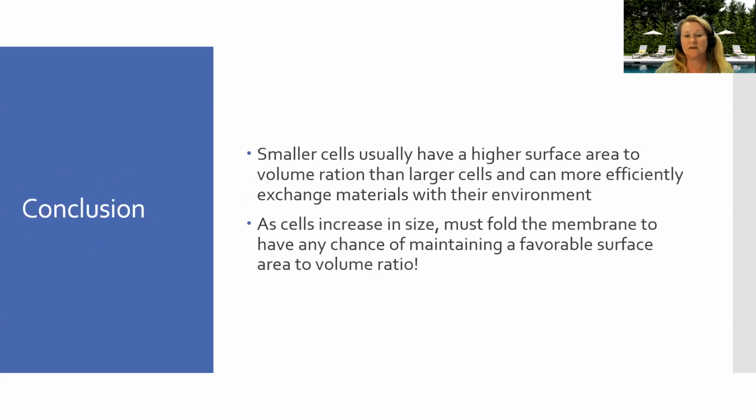So, what's our conclusion from this? That smaller cells have higher surface area to volume ratios if they're the same shape and can more efficiently exchange materials with their environment. And as cells increase in size, because we do need some cells to be bigger, they'll have different strategies for increasing their surface area to volume ratio. One of the most common ones is to take the cell membrane and fold it back and forth like a piece of ribbon candy to be able to increase the surface area in the same amount of space.